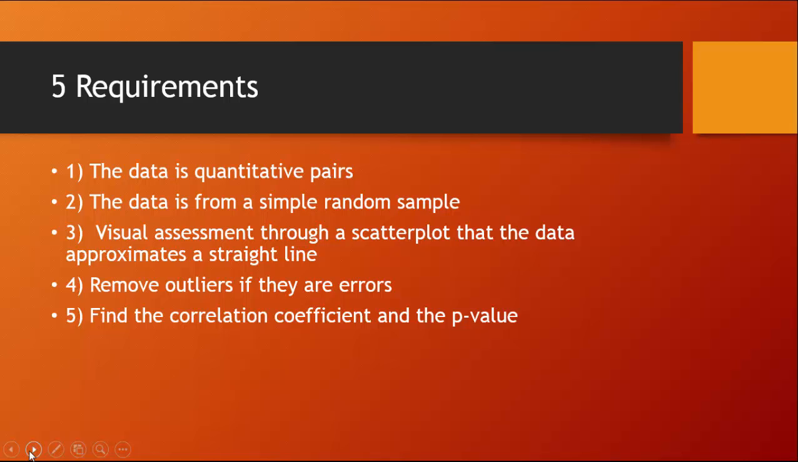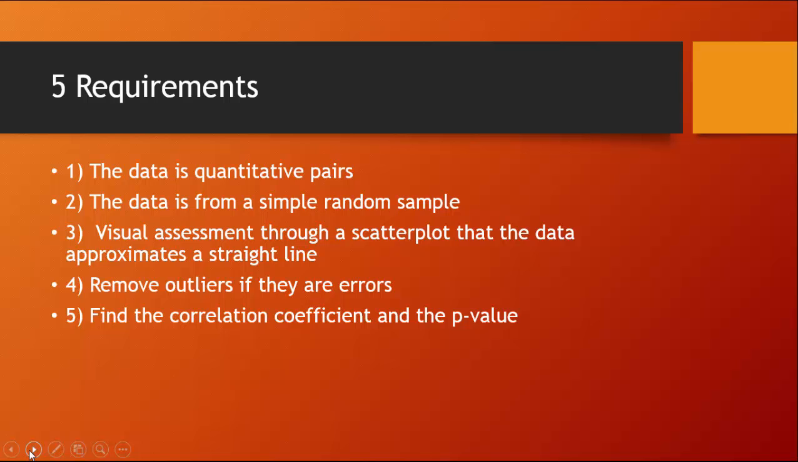Second, like all good data, the data has to be from a simple random sample. Third, we're going to do a visual assessment through a scatter plot that the data approximates a straight line. We've done visual assessments before, like assessing for normality by looking at a histogram, a box plot, and a probability plot. This time, the only plot we'll look at is the scatter plot. Our data does not have to be a perfect straight line, and we'll look at lots of examples to get a better feel for that.